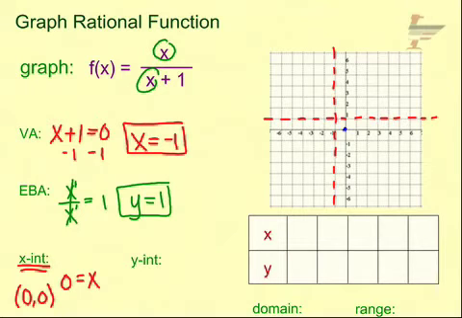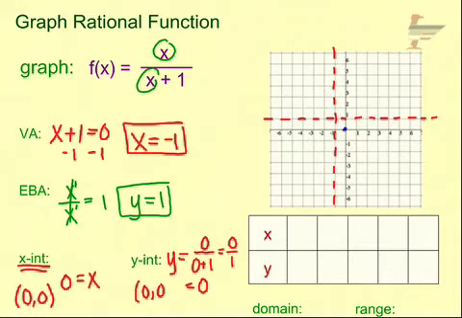And then for our y-intercept, we plug in 0 for x. So y will be equal to 0 divided by 0 plus 1, which is 0 over 1. 0 divided by 1 is 0. So our y-intercept actually is (0, 0) as well. So that one spot hit both intercepts for us.